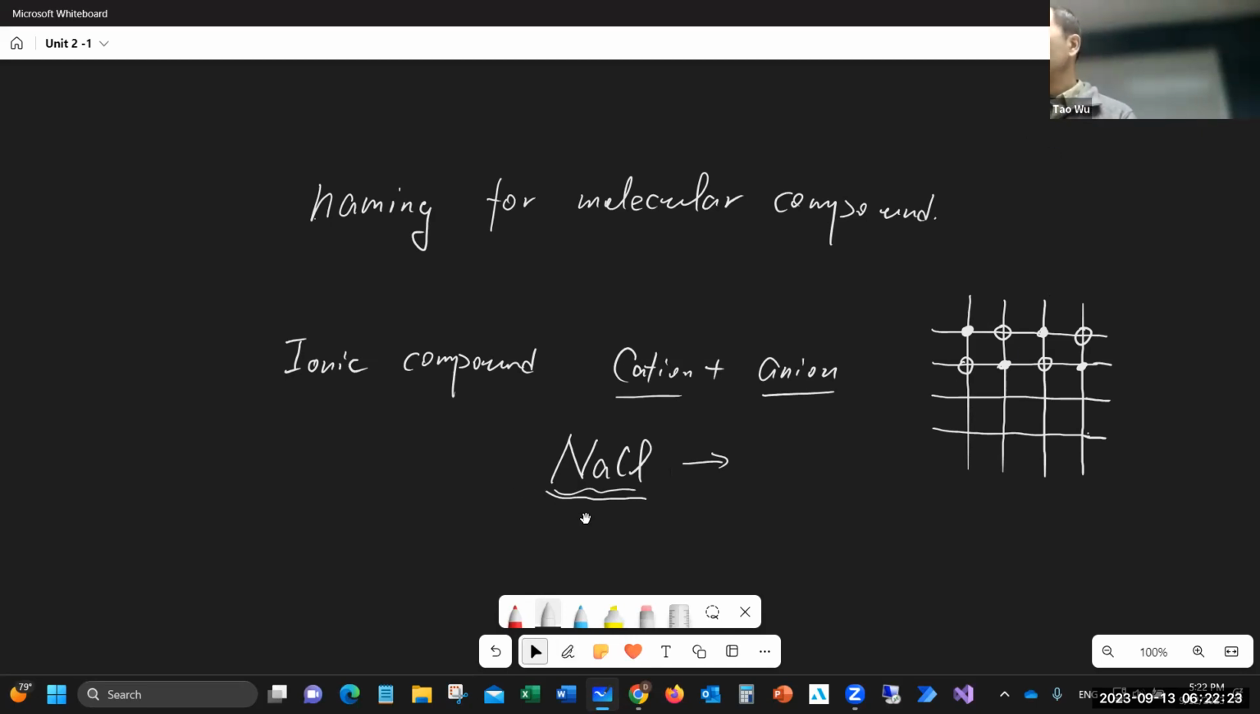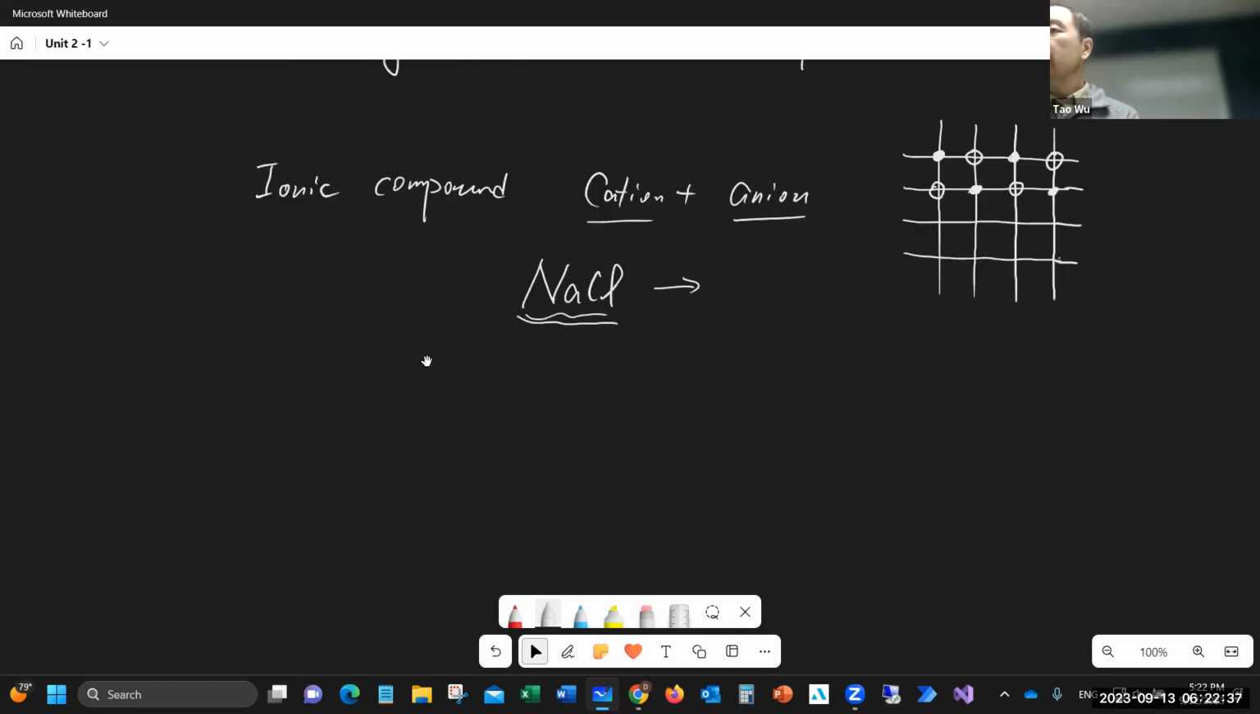Just to let you know, in ionic compounds we actually have multiple cations and anions combined together, but the ratio is always 1-to-1 in sodium chloride in this case. So that's why this is ionic. But a molecular compound is completely different. A molecular compound is made by atom plus atom. One atom combined with another atom, and they have a covalent bond.